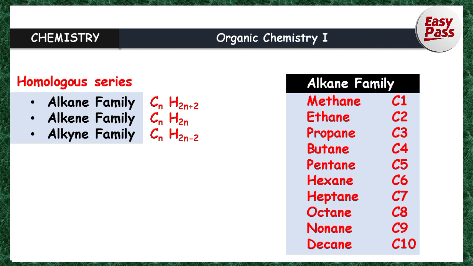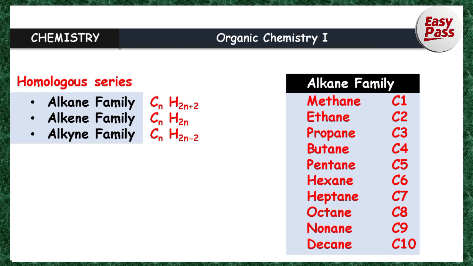The general formula for the alkene family is CnH2n, while the general formula for the alkyne family is CnH2n-2. Recall, as the number of carbon increases by 1, the number of hydrogen increases by 2.